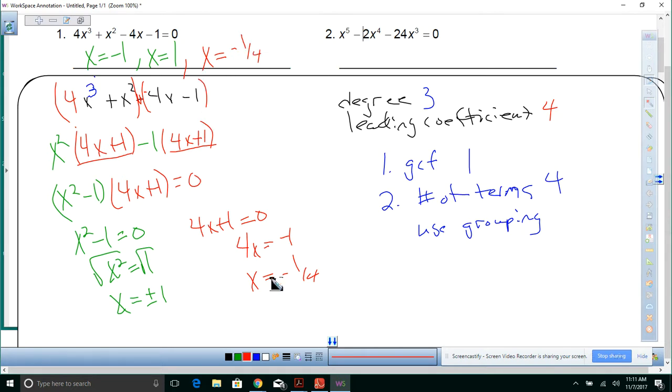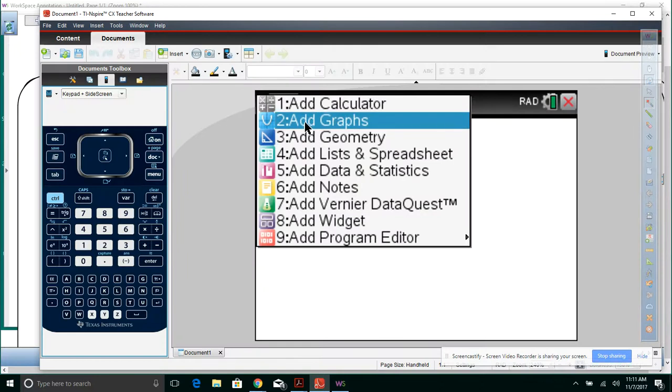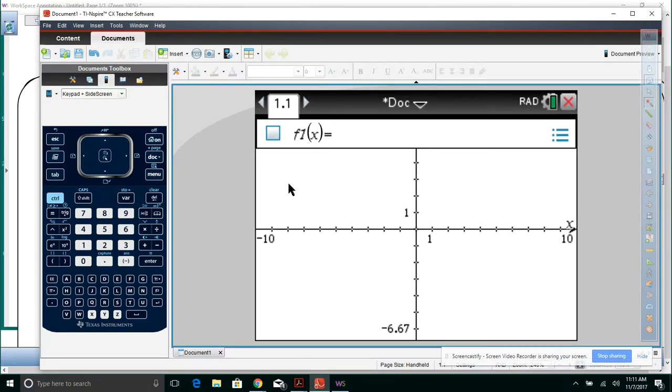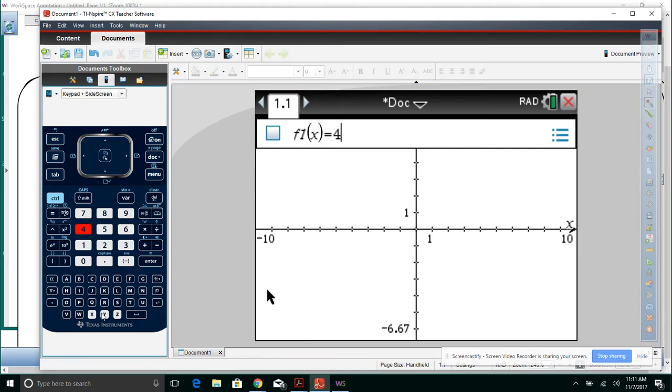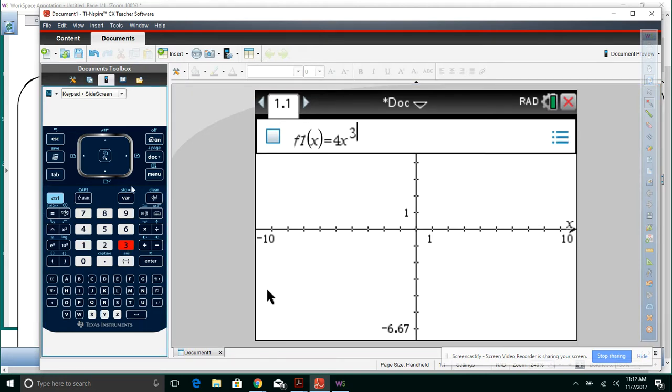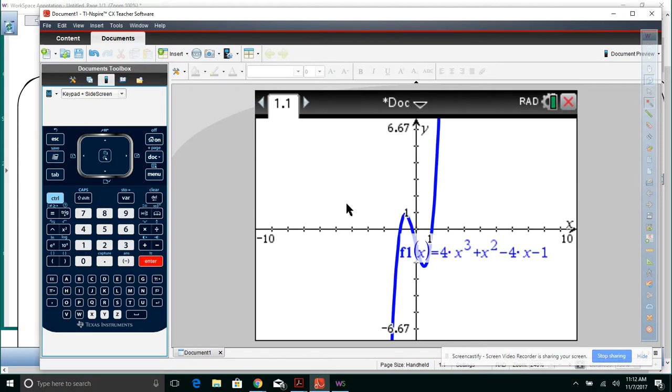Good. All right. Now, there's a couple of other ways that you can do this, and they're in the calculator. So let's get our calculator, and let's go to graphs. We'll graph 4x cubed plus x squared minus 4x minus 1. And then press enter.